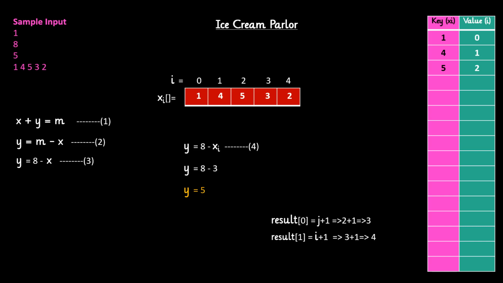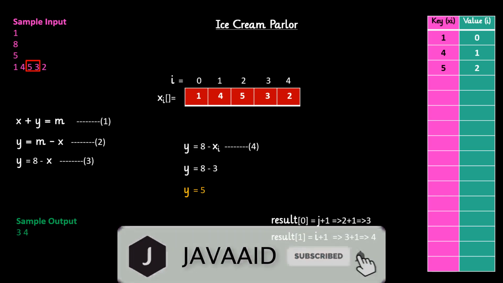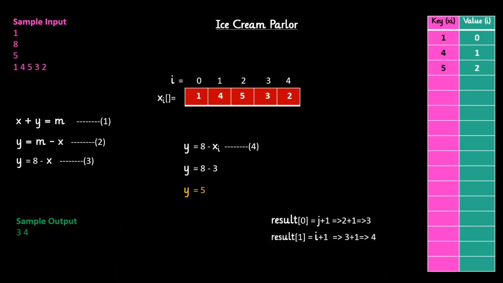So the output for this sample input will be 3 and 4. And this is the answer, guys. You can see, if you add 5 and 3, the answer will be 8. Let's see the algorithm in action, guys.